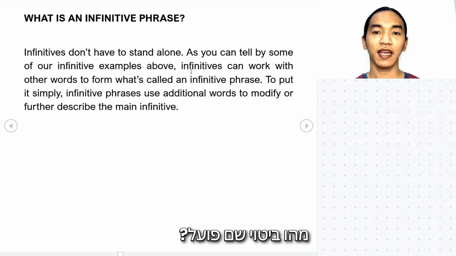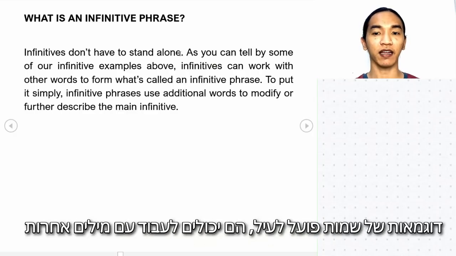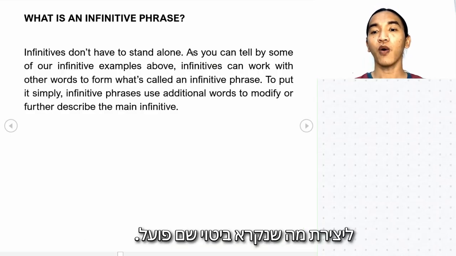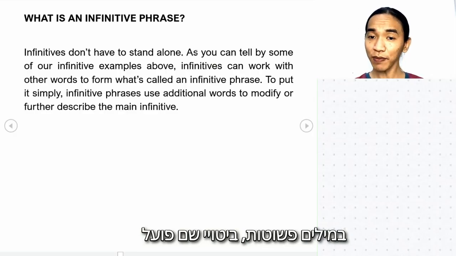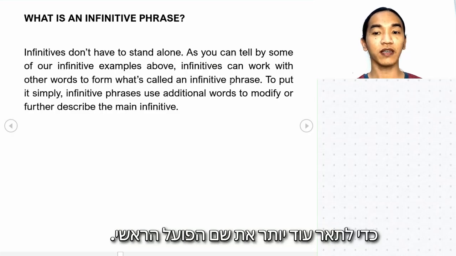Next one. What is an infinitive phrase? Infinitives don't have to stand alone. As you can tell by some of our infinitive examples above, infinitives can work with other words to form what's called an infinitive phrase. To put it simply, infinitive phrases use additional words to modify or to further describe the main infinitive.